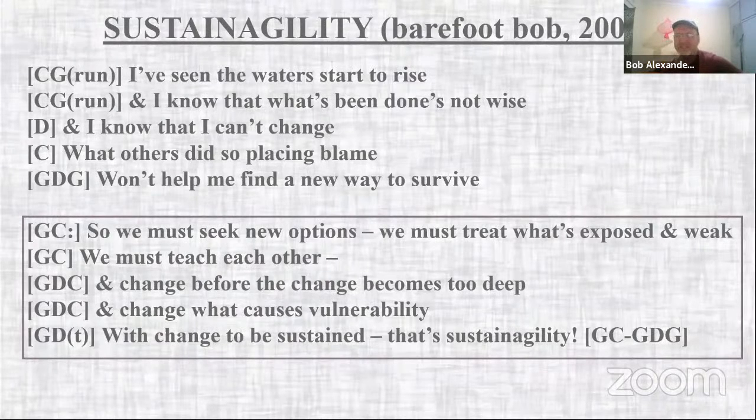Change to be sustained. The original word for resilience that I had was sustainability. That's sustainability. So let us hope that we can move forward with the agility to change while we're also sustaining agility. Thanks very much.